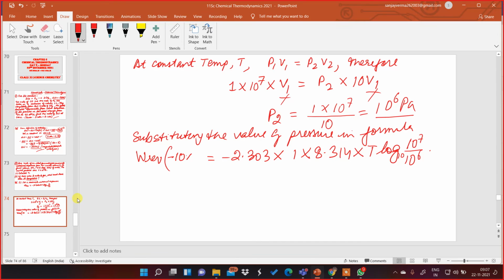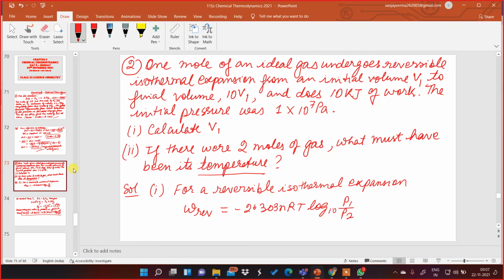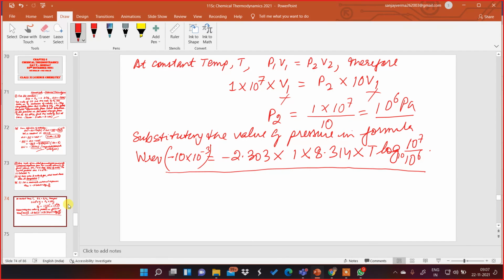Minus 10 into 10 to the power of minus 3. We are converting this kilojoules to joules. So this becomes the equation after putting all the values. It's a work reversible. The work done is 10 kilojoules in the question, done by the gas. So that's why there is a minus sign over here.